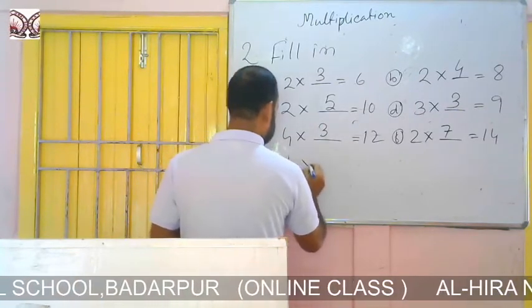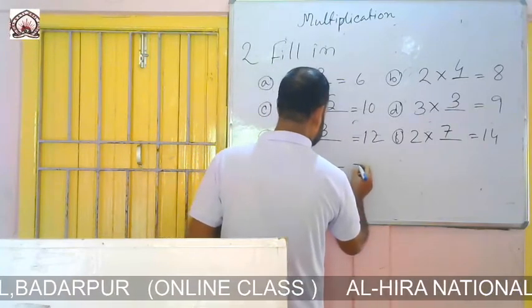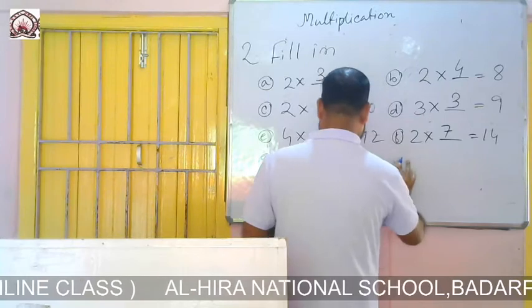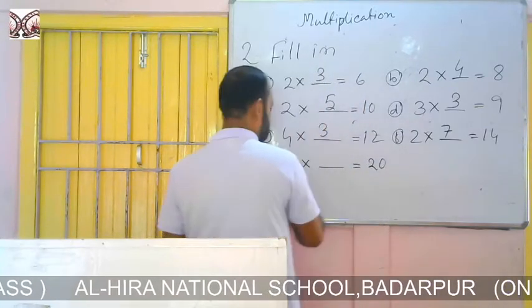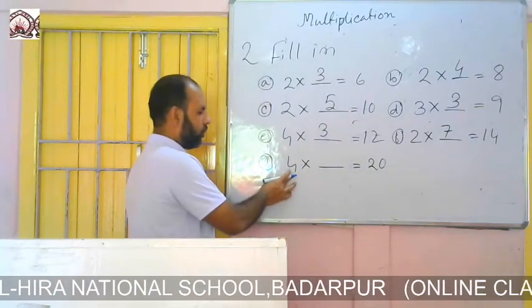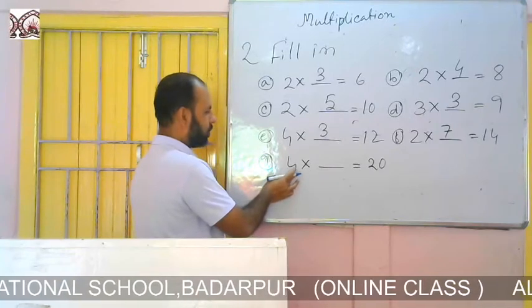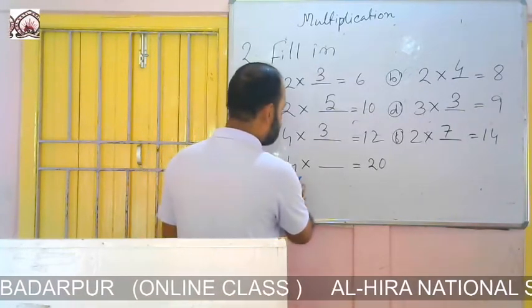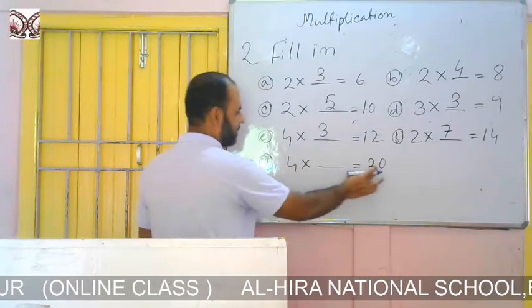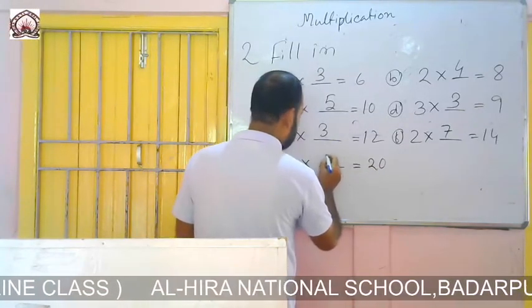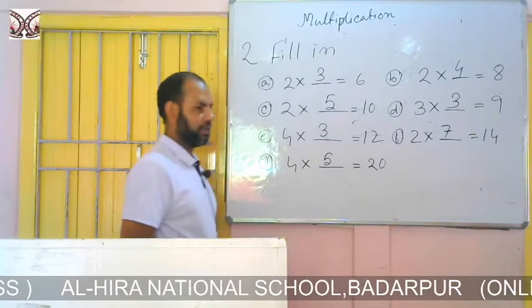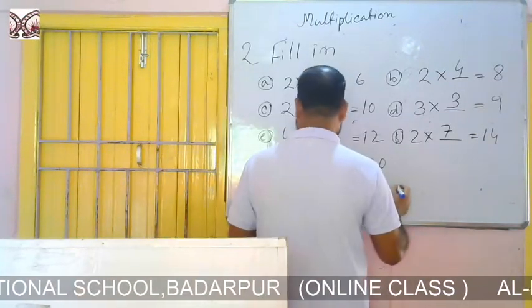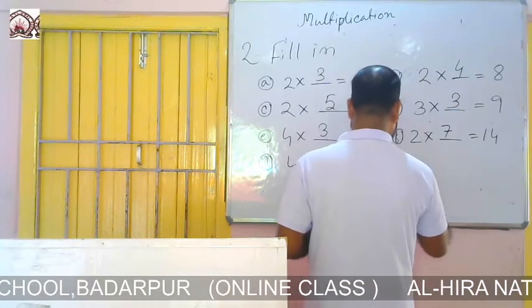Four into dash equal to 20. So we count table number 4. 4 1 is 4, 4 2s are 8, 4 3s are 12, 4 4s are 16, 4 5s are 20. Next, H.